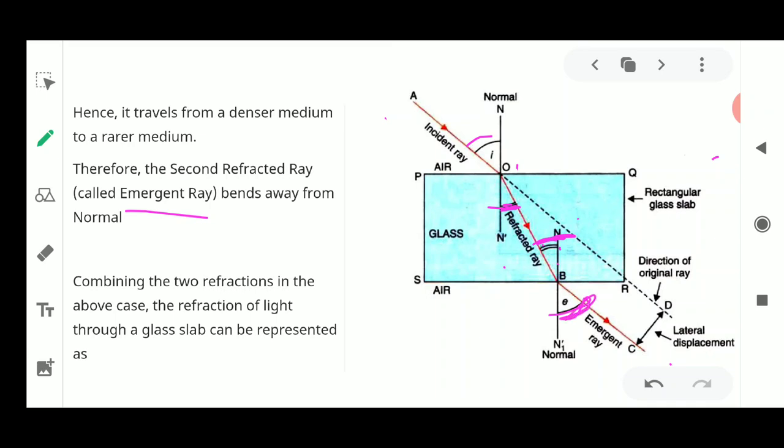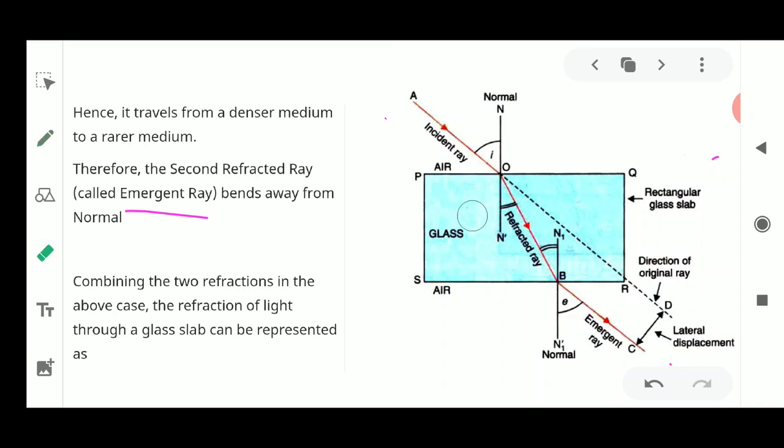This is known as the emergent angle or angle of emergence, because it is drawn between the emergent ray, this red one, and this normal. So the angle between the normal and the emergent ray is known as the angle of emergence. Please remember these small concepts about the incident ray, the incident angle, the refracted angle, and the emergent angle. All these things should be very clear in your mind.